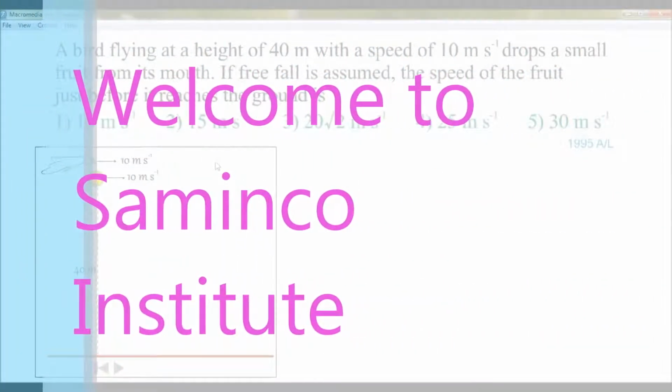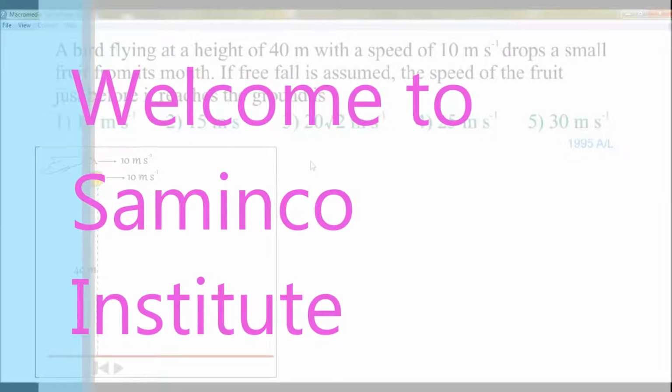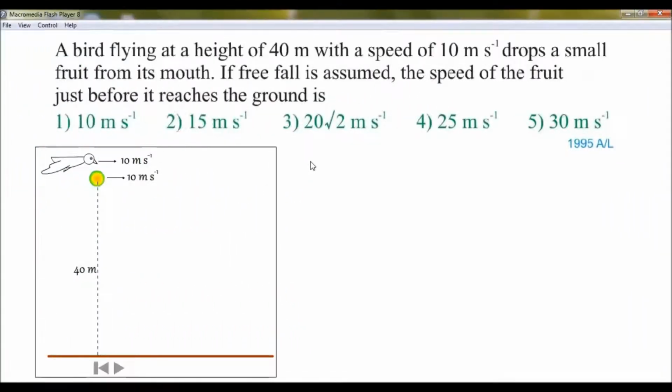Hello students, today I am going to discuss an MCQ question which was given in the 1995 advanced level paper.